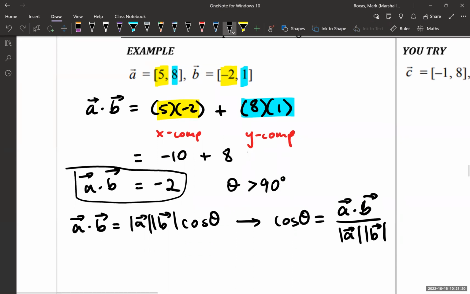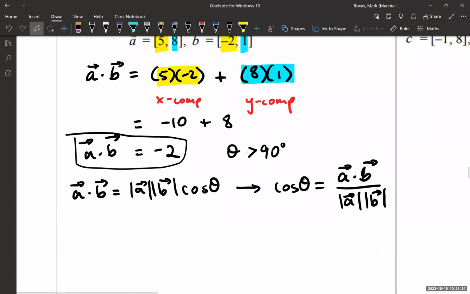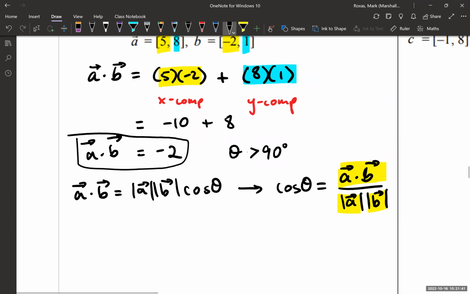Okay, so I could find the angle between the two vectors by knowing what the dot product is. So I have something to substitute up there, and the magnitudes of each vector, A and B. I can find the magnitudes of each vector, and I have the dot product already from the algebraic formula. What about the magnitudes of each vector? How do I find those?